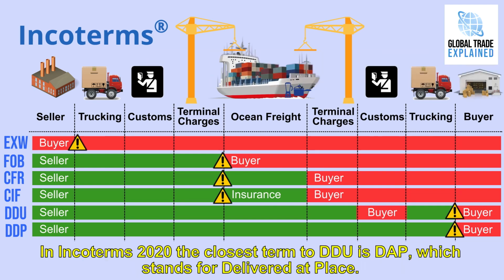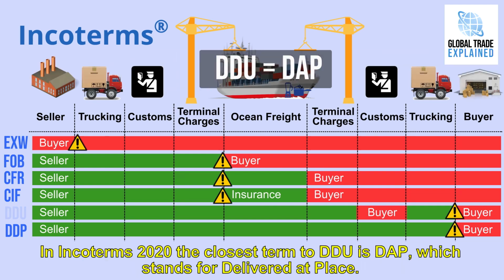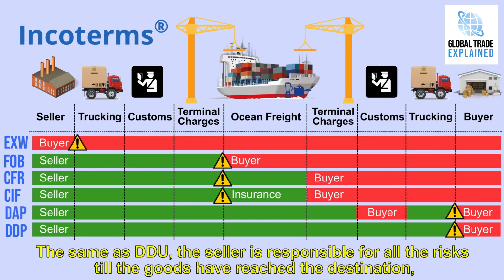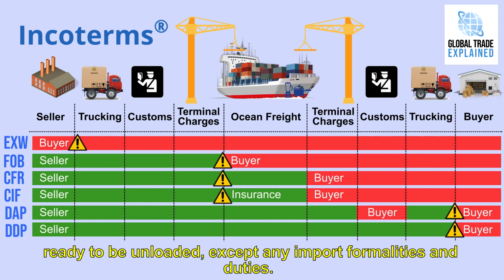In Incoterms 2020, the closest term to DDU is DAP, which stands for Delivered at Place. The same as DDU, the seller is responsible for all the risks till the goods have reached the destination ready to be unloaded, except any import formalities and duties.